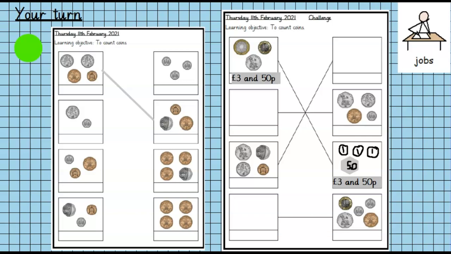So that is your challenge job. You could also do your challenge job by making the amounts with real money and drawing round the coins, or doing a coin rubbing video. Watch my coin rubbing video and do a coin rubbing for your challenge, making the right amounts. Okay, good luck everybody, and well done.